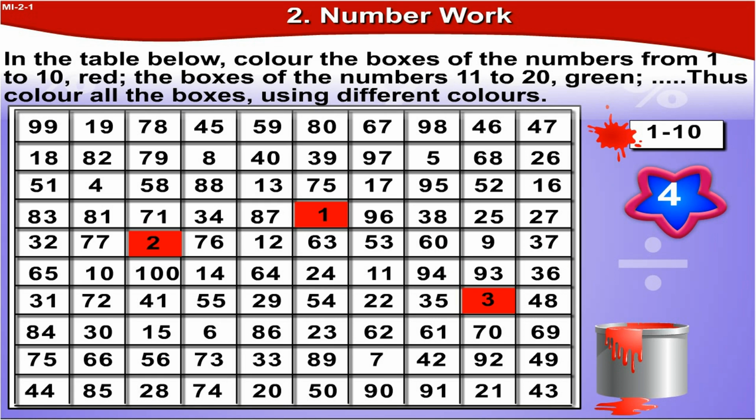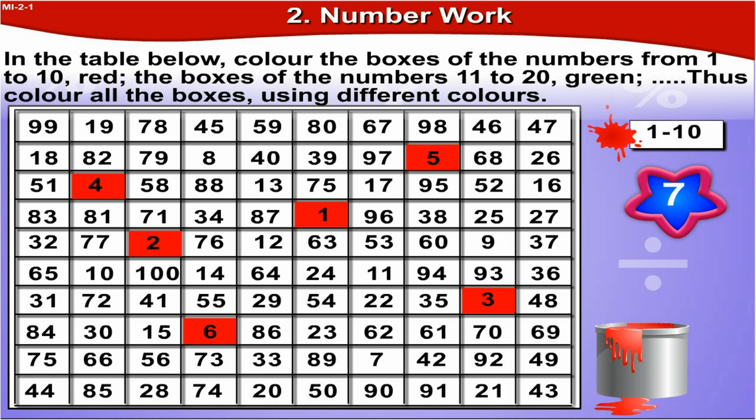Now number 4. Here is number 4. Let's color the box in red color. Let us locate number 5. Here is number 5. Now color it in red. Can you notice where is number 6? Yes, there is number 6. Let us color the box red.